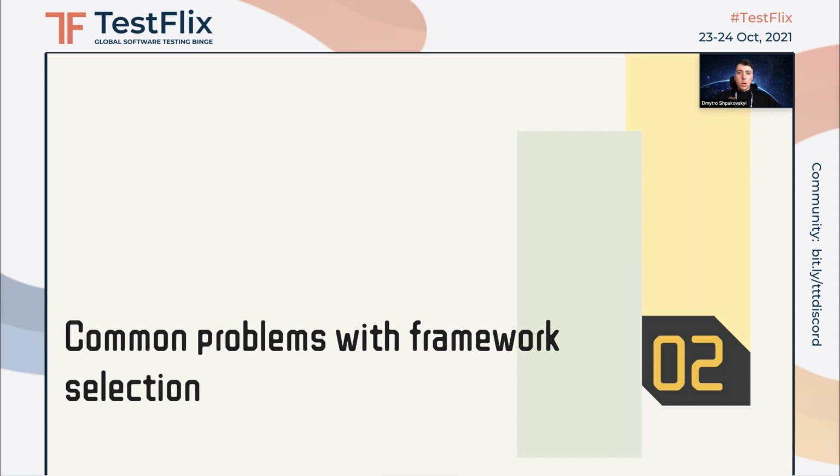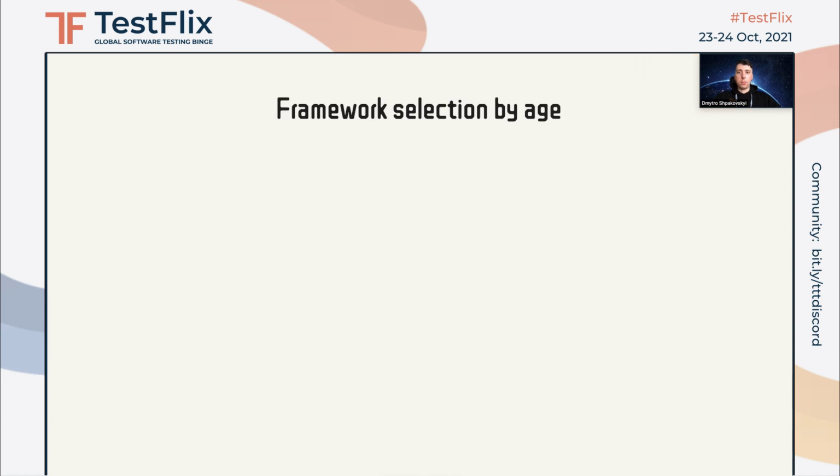That was some historical overview, and now let's have a look at the common problems that usually go hand in hand with picking up a test automation framework. Let's begin from the framework selection. And the first problem we'll face is the variety of frameworks: Selenium, TestCafe, WebDriver IO, Cypress, Protractor, Playwright. What to choose? Let's have a comparison by the age.